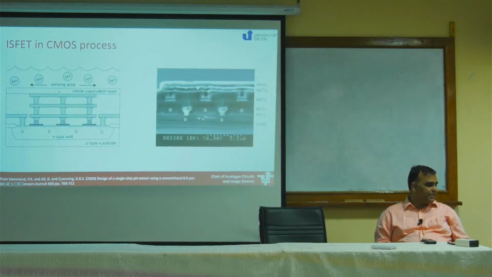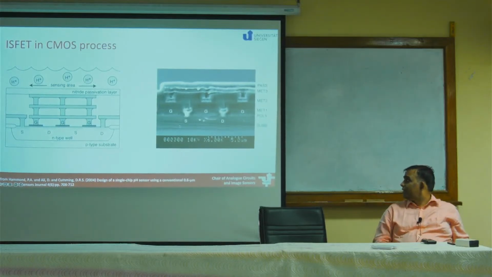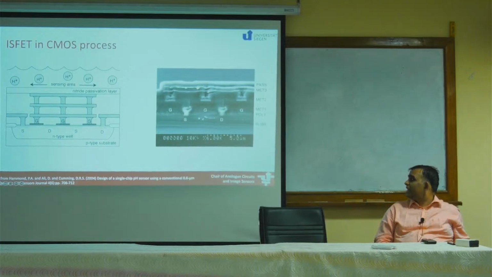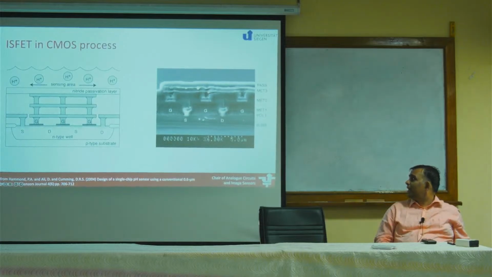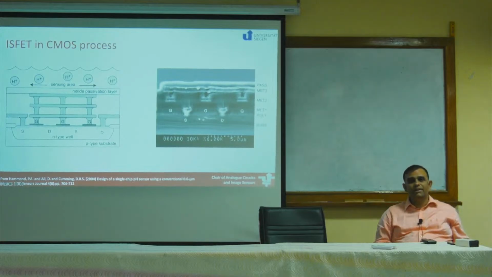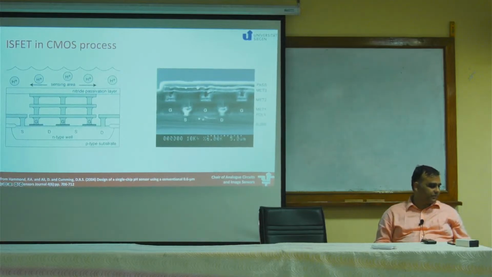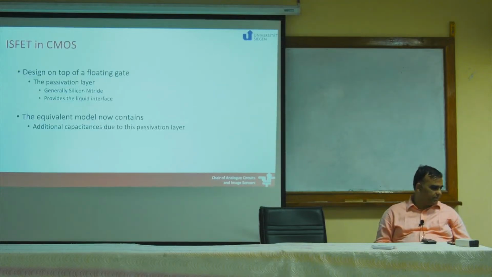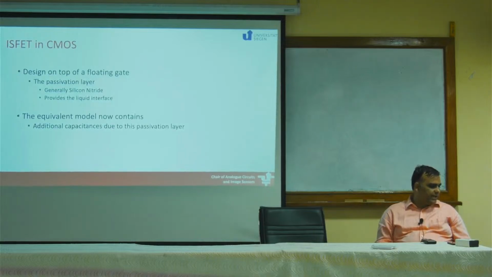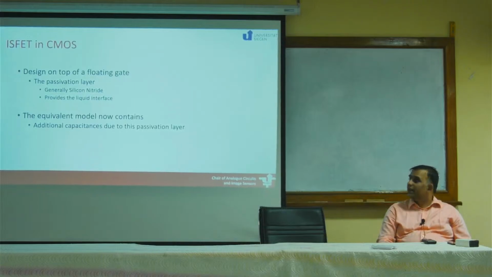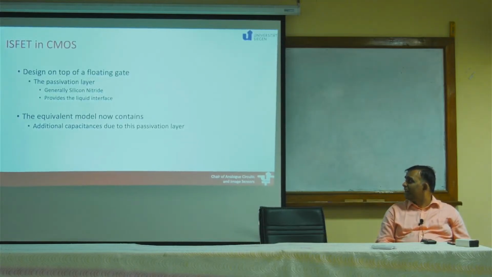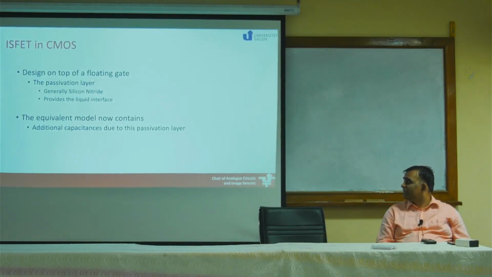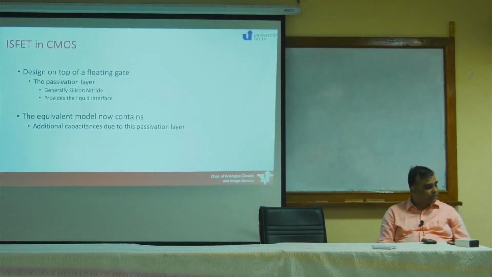Here is an SEM picture of how it looks. You can see you have got the sources and the gates are coming all the way up, and on top I have got a passivation layer on which my things will take place. Okay. So, in a silicon CMOS process, we have got the passivation layer which provides the liquid interface.